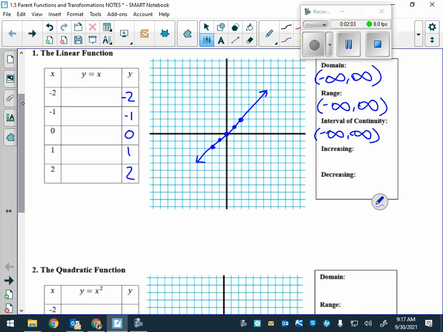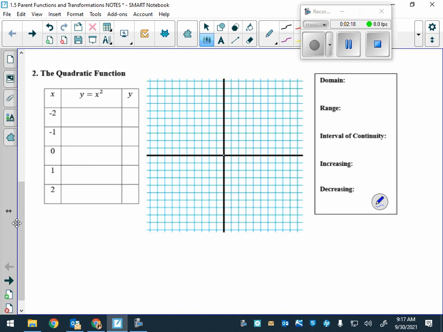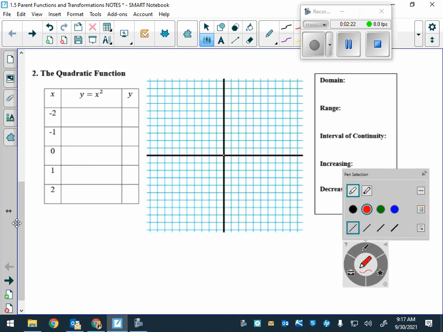Great question. Where are we increasing? Eleanor. Good. Okay. And this graph is not decreasing, all right? So that's our linear function. Then we move on to quadratics, okay, which we have seen before, all right?